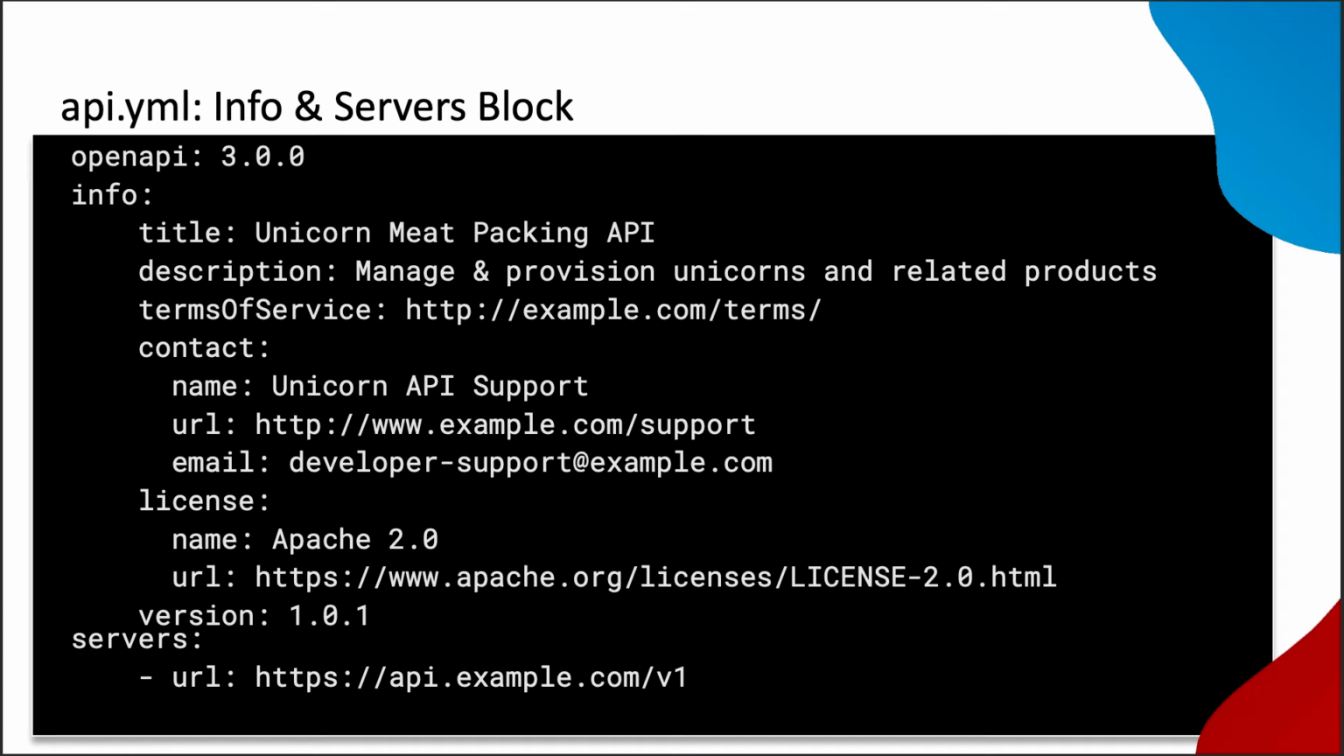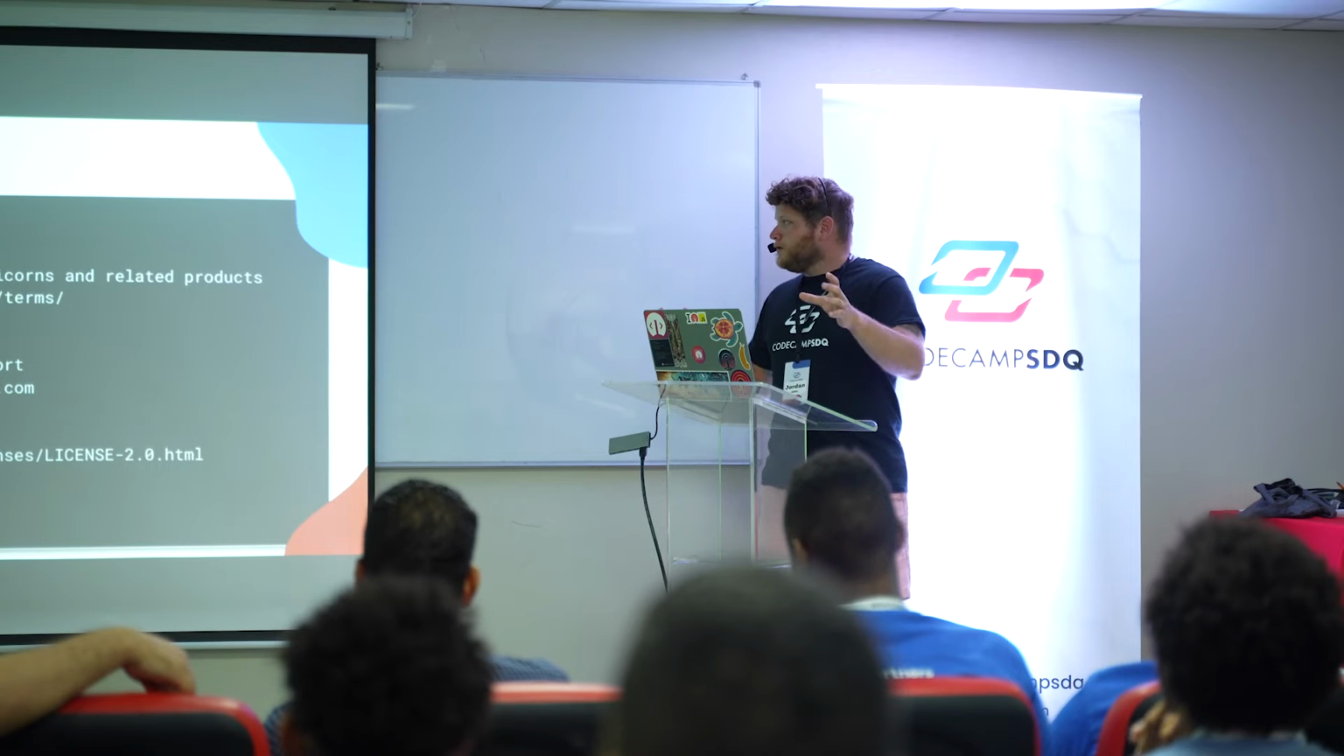And every specification file consists of a set of blocks. The first block we'll talk about is the info block. And this is really metadata. Things like, what is the API, right? Here we have a Unicorn Meatpacking API that you can use to provision Unicorn and related products. And we have specified URLs for terms of service and contact and our licensing and so on. And we also specify the API server endpoint. So this is the place that the actual API communication is sent to.